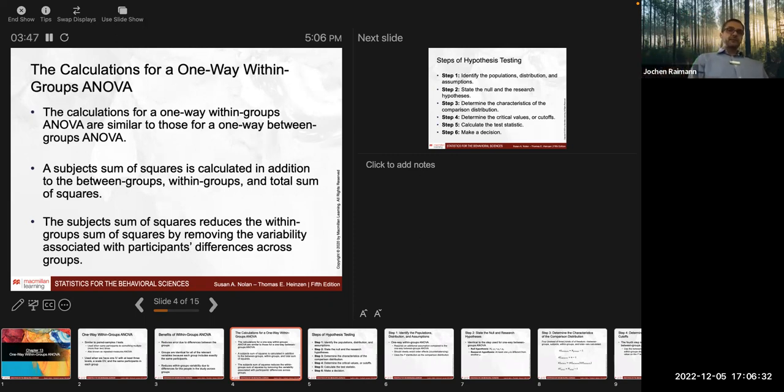So a subject sum of squares is calculated in addition to the between groups, within groups, and total sum of squares. The subject sum of squares reduces the within groups variability by removing the variability associated with each individual participant's difference amongst all groups. So we're taking this out.